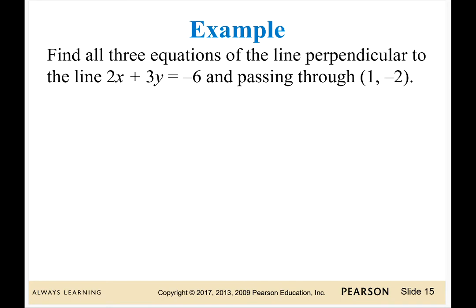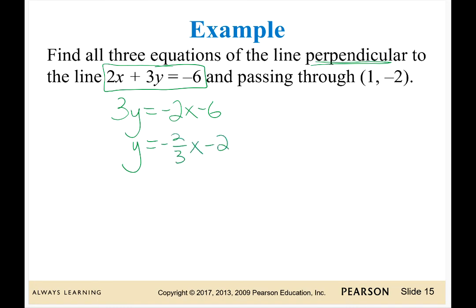All right, find all three equations of the line that is perpendicular to 2x plus 3y equals -6 and passes through point 1, -2. So a lot of information going on here. Okay, first thing I know is I'm going to need a slope, and it's going to come from this line right here, and it's going to be perpendicular. So once I find its slope, let's see, I'm going to subtract 2x from both sides. And I get 3y equals -2x minus 6. And then I'm going to divide everything by 3.